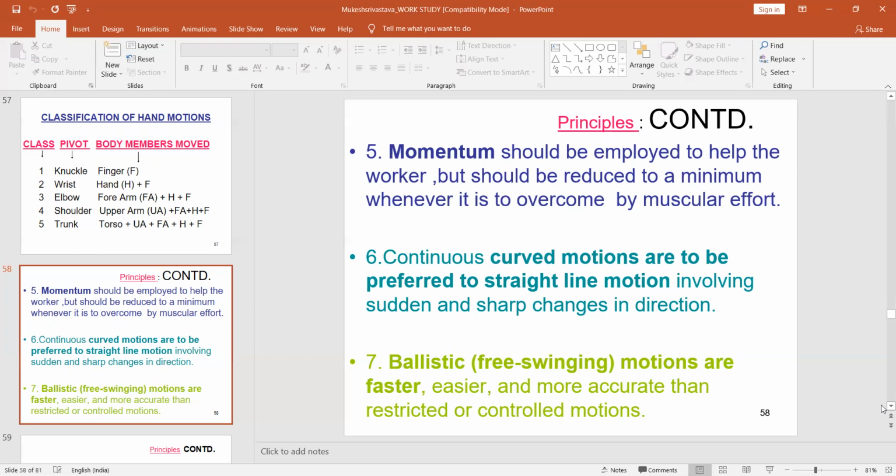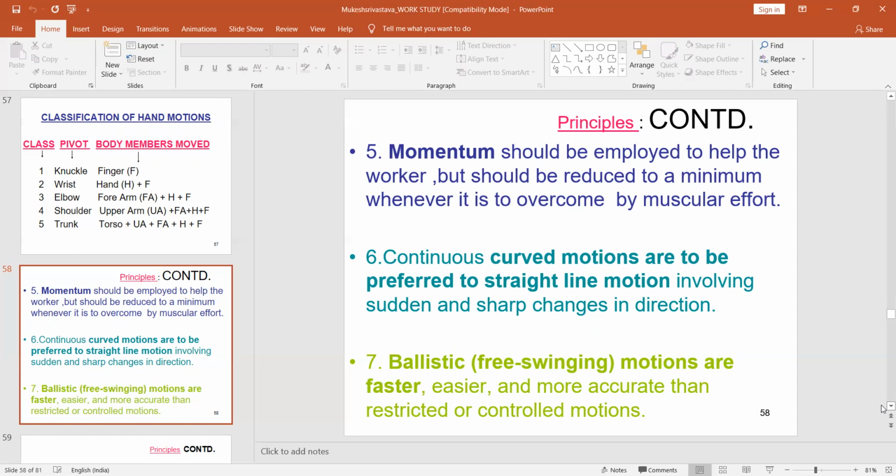Continuous curved motions are to be preferred to straight-line motions. Straight-line motions involve sudden changes in direction, while curved motions reduce the muscular effort of the body.